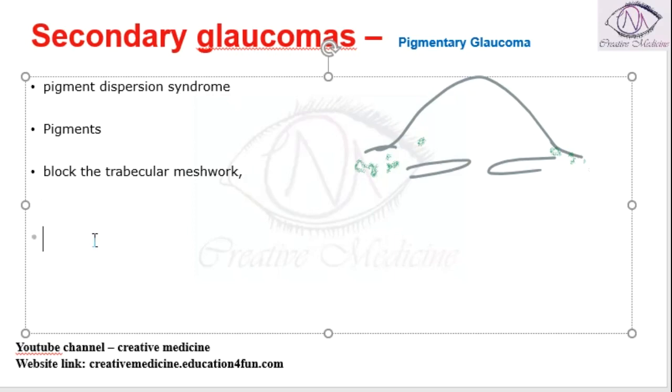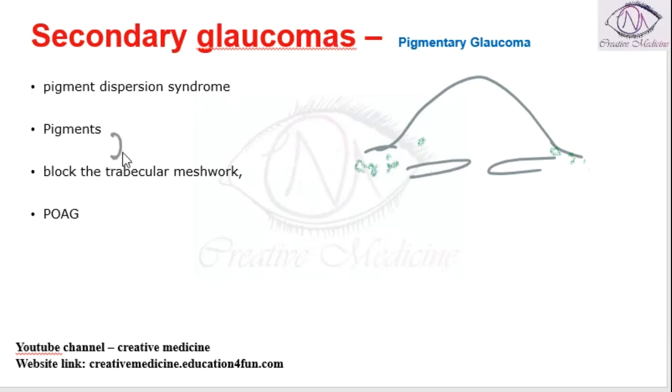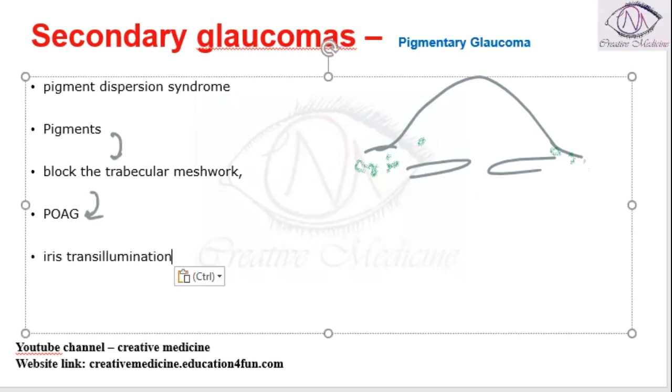Because of the blockade of the trabecular meshwork, number one, primary open angle glaucoma is seen. The angle is normal, but these pigments are blocking the trabecular meshwork, thus resulting in primary open angle glaucoma. Along with that, the patient will also develop iris trans illumination and Krukenberg's spindles are seen.